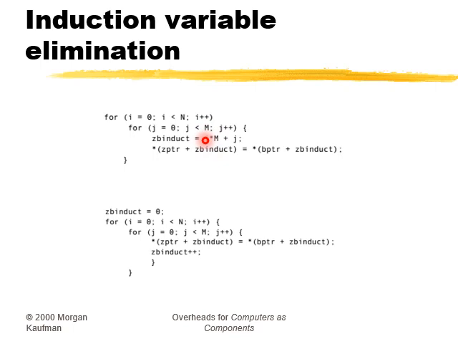I have told you what strength reduction is. Rather than doing multiplication, we prefer addition. So we have eliminated the multiplication from the induction variable computation. Strength reduction helps us reduce the cost of loop iteration.